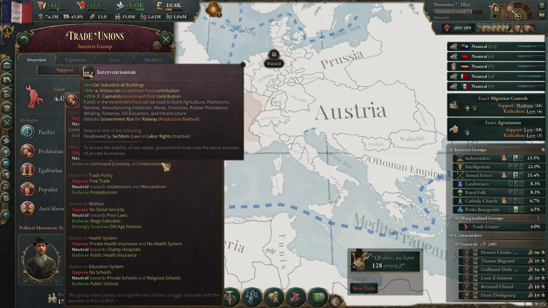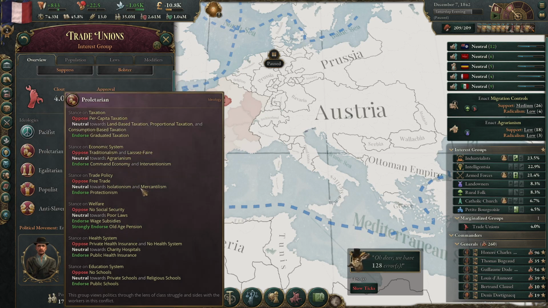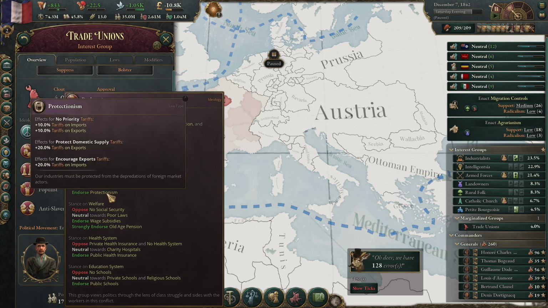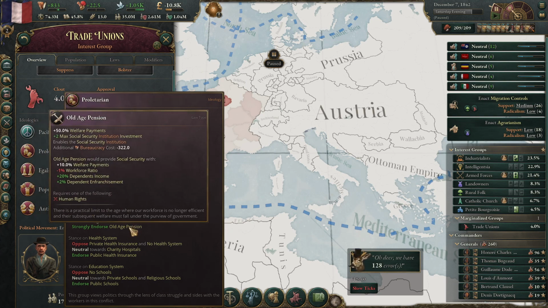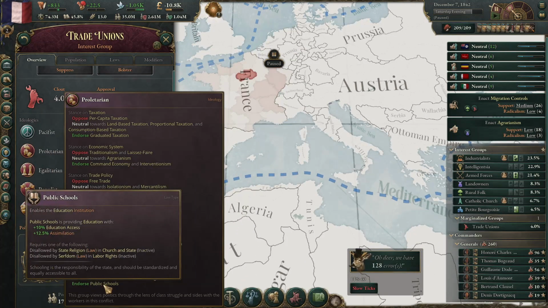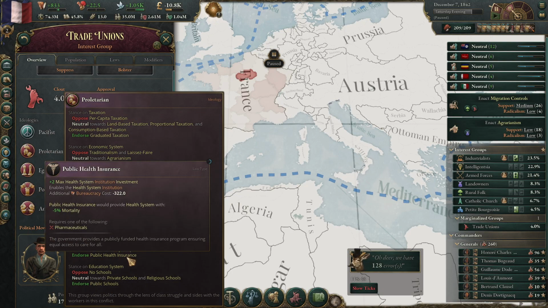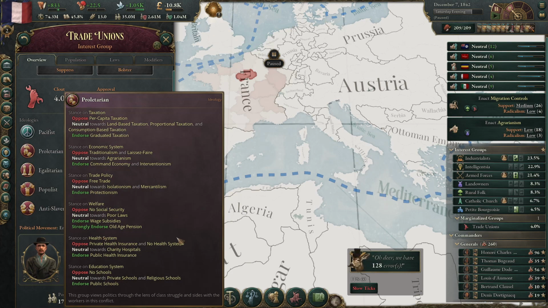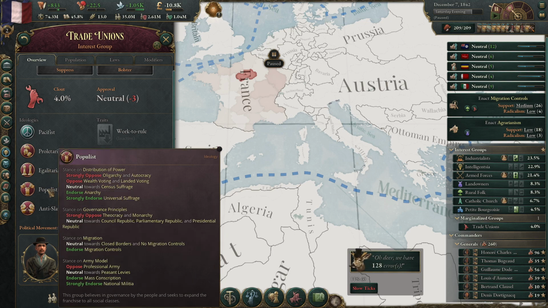Interventionism is really sweet, and if you want to end up in a command economy, then you're going to need to have powerful trade unions anyway. Protectionism isn't bad. It gives you maximum tools to manipulate the behavior of the AI. Old age pensions isn't bad, although it is a little dangerous. You want to be careful in regards to how much welfare you have kicking around in your economy on 1.0.5. They like having a healthcare system. I mean, basically everything that these guys want is going to make your country stronger, except maybe migration controls.